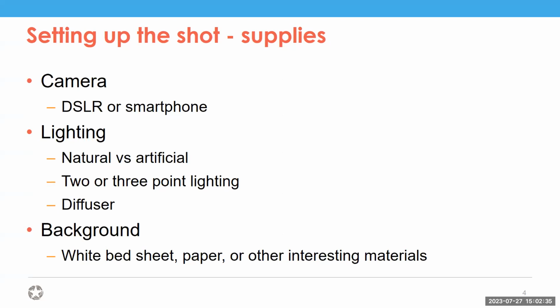I recommend 2 or 3 point lighting, and we're going to go more into detail of what that means later. And of course, diffusing your light so it's not super harsh, usually just with a blanket or a bed sheet or a shower curtain. I recommend that you have a background. Sometimes a white bed sheet, a piece of paper is good. Other interesting materials can also make your shot more interesting.